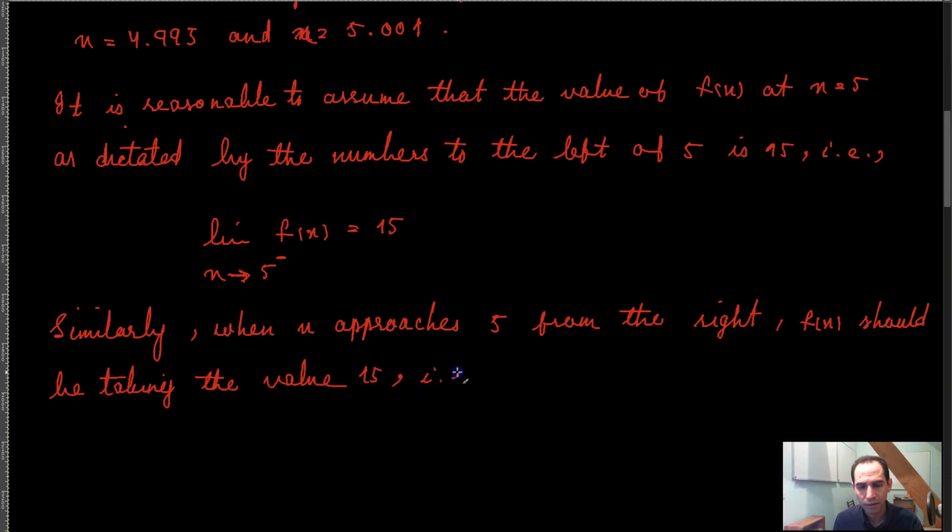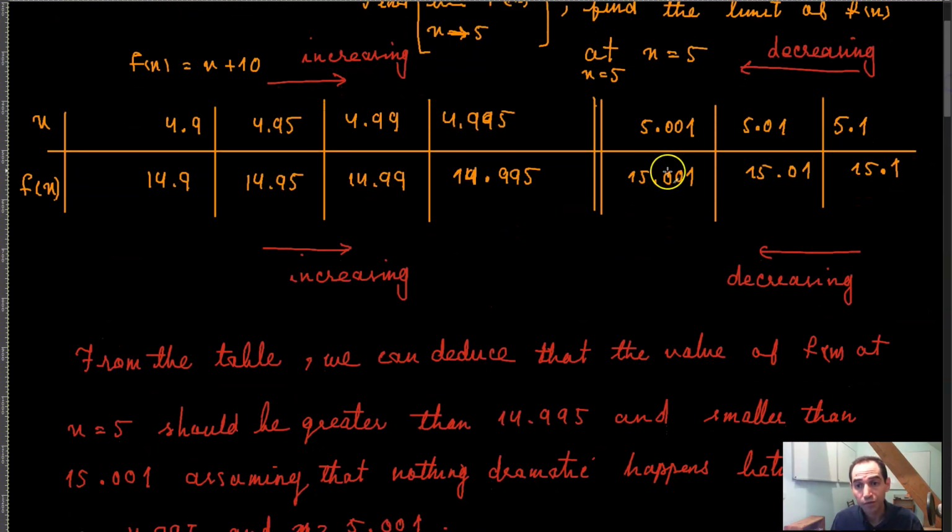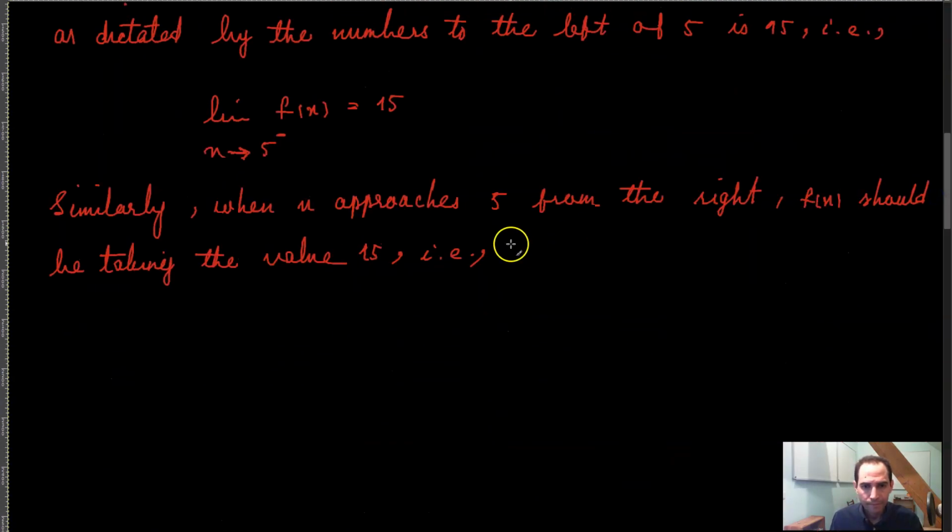So what this statement is saying is that similarly, when x approaches 5 from the right, you are getting closer and closer to 15. As you can see here, 15.1, 15.01, 15.001, and so on and so forth. So you can say that basically the limit of f of x as x tends to 5 from the right is equal to 15. And hence it's likely that the left hand limit of f of x and the right hand limit of f of x are both equal to 15.